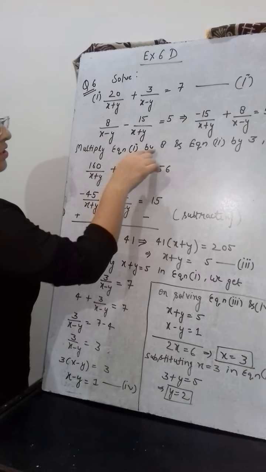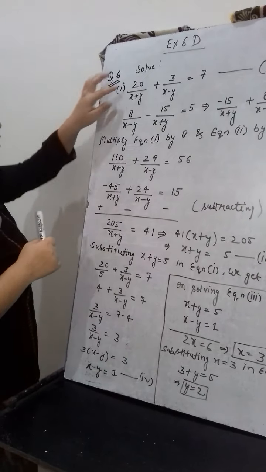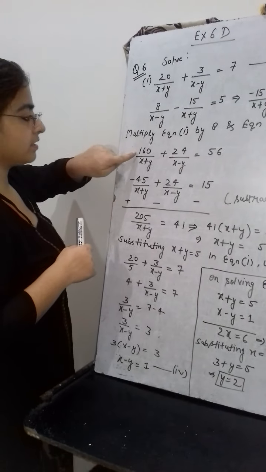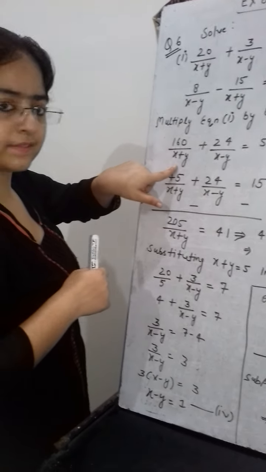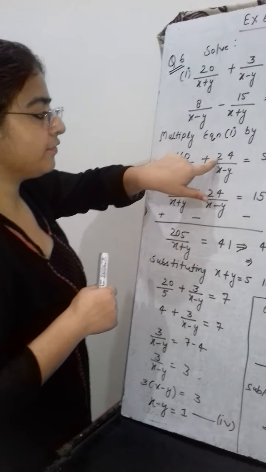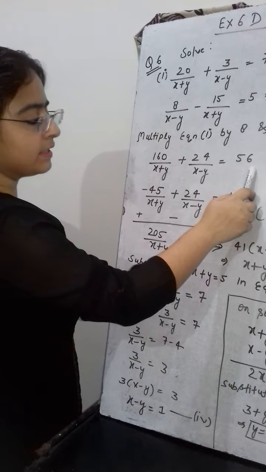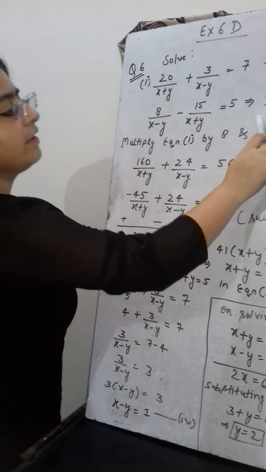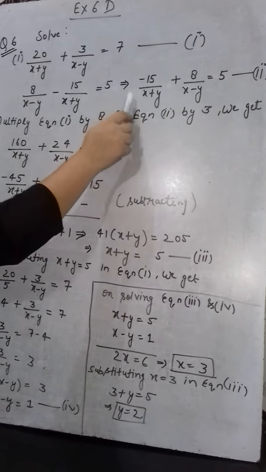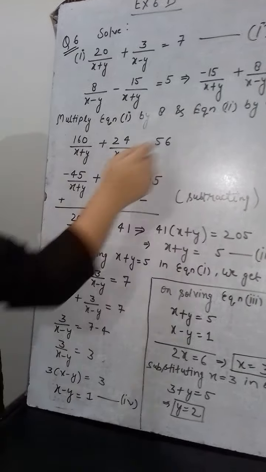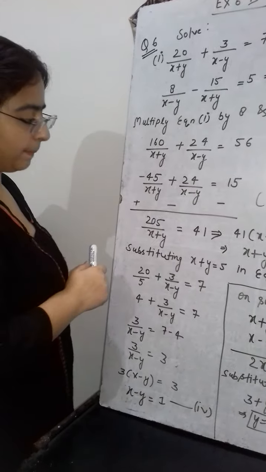Now we have multiplied equation first by 8 and equation second by 3. Finally we get, on multiplying by 8 in this equation, 8 twos are 16, so 160 upon x plus y plus 8 threes are 24, so 24 upon x minus y equal to 8 sevens are 56, so 56 will come here. Then in the second equation we have multiplied by 3, so it will become minus 45 upon x plus y plus 24 upon x minus y equal to 15.